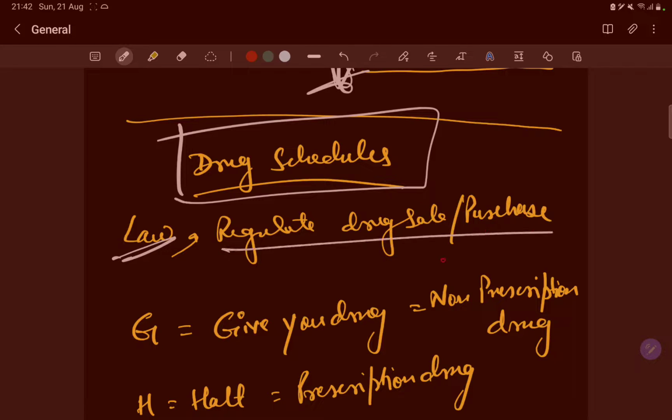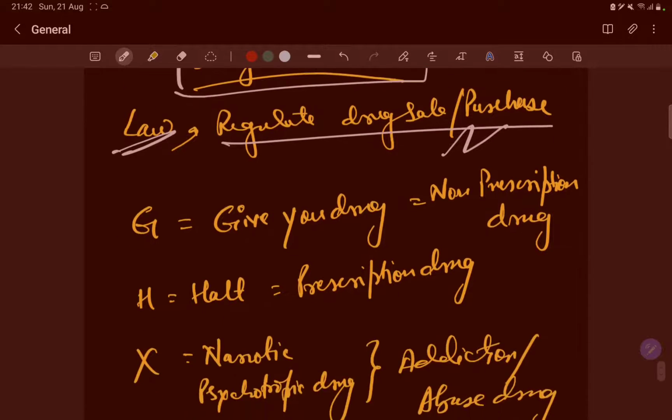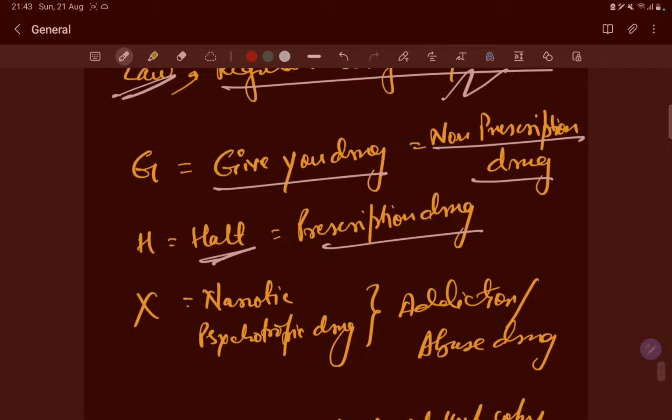It is a law. It regulates drug sales and purchase. Schedule G is for drugs and non-prescription drugs. H is the prescription drug. Without prescription they are not given. H and H1 is there in the TB drugs, for example, very important. You cannot sell this drug without the prescription.